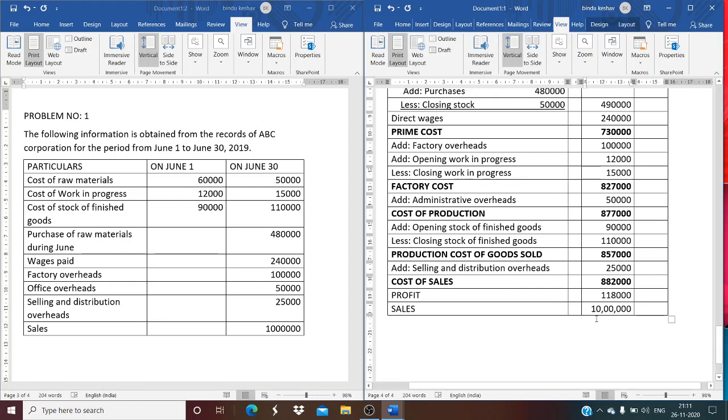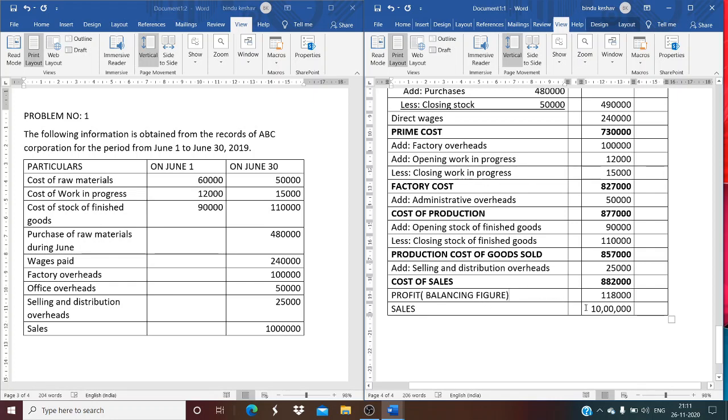Sales is equal to 10 lakh rupees. And what we are going to do now: 10 lakhs minus 8 lakh 82,000. So profit is equal to 1 lakh 18,000. This profit is actually the balancing figure which we have found out by deducting the cost of sales, that is the total cost, from the sales figure. So 10 lakhs minus 8 lakh 82,000 is equal to 1 lakh 18,000.